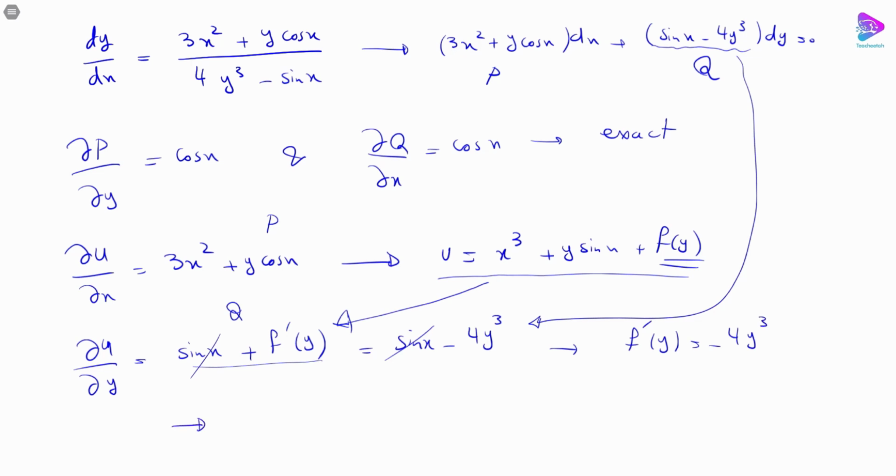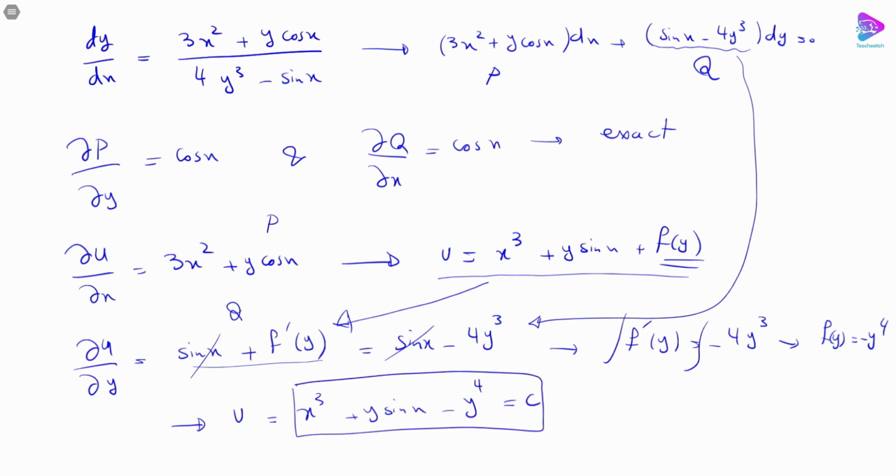So basically u is equal to x cubed plus y sine x minus, oh sorry, here. So we know f of y is equal to minus y to the fourth. This is simple, we're just going to simply integrate. Minus y to the fourth, and then we know this is going to be equal to a constant. So basically this is the answer to this equation. See how simply we can solve these equations?